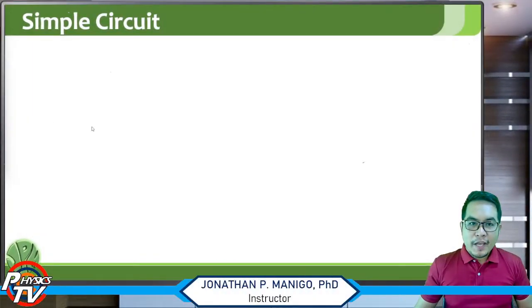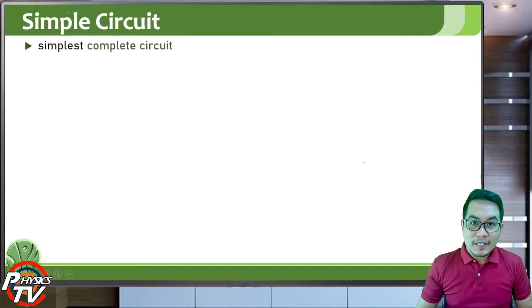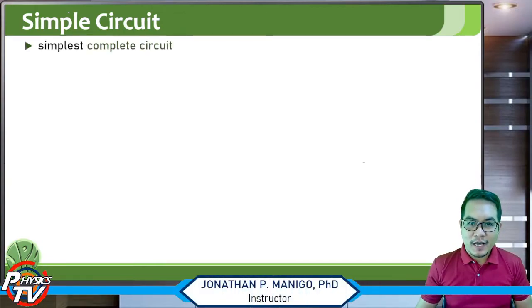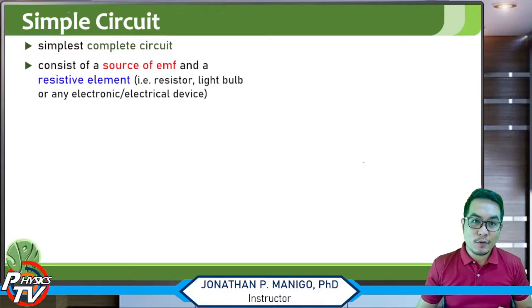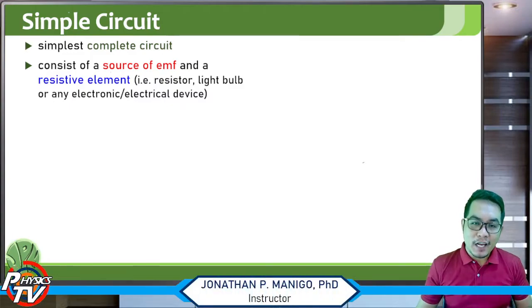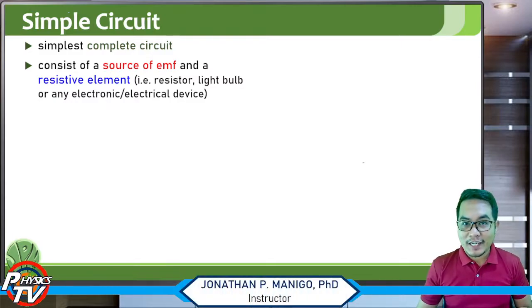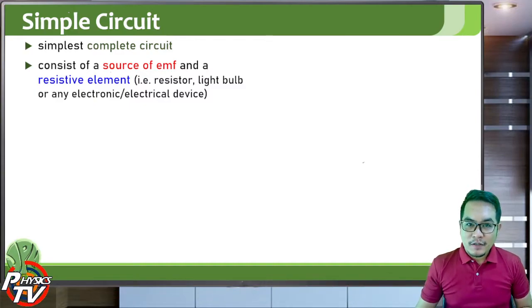I may have mentioned before in the previous lessons what a simple circuit is. It's basically the simplest complete circuit you can make, and all you need is a source of EMF, such as a voltage source like a battery, and a resistive element, an element with a resistance, such as a resistor or a light bulb, or any electronic or electrical device. Those are just the two basic elements of a simple circuit.